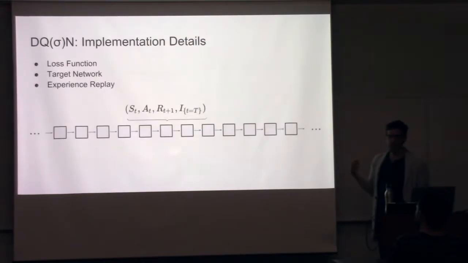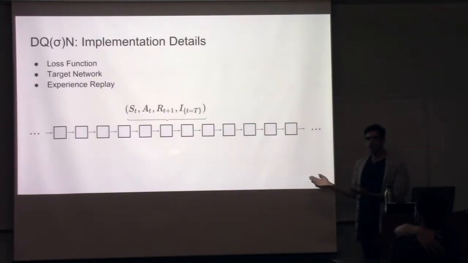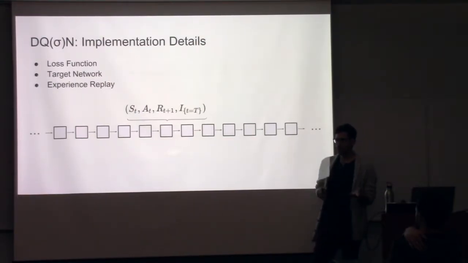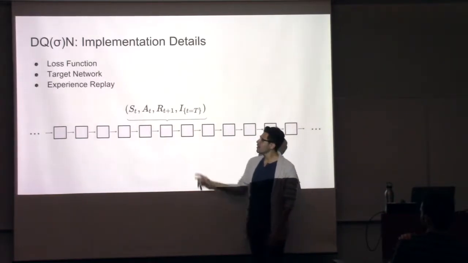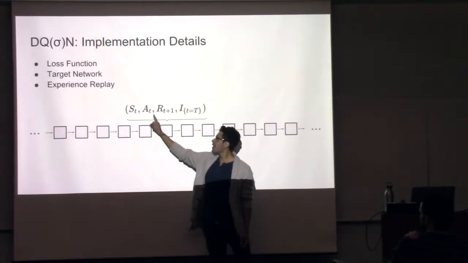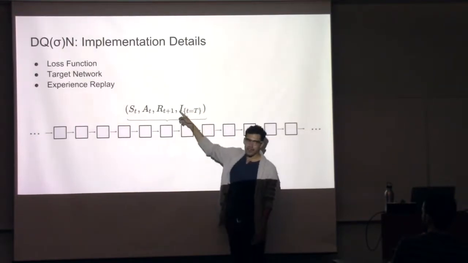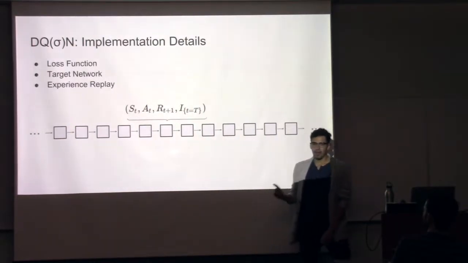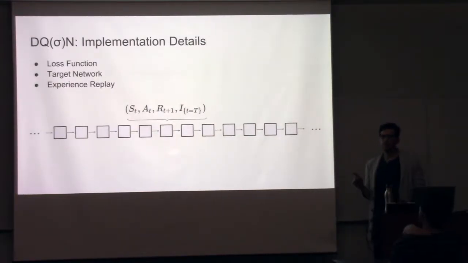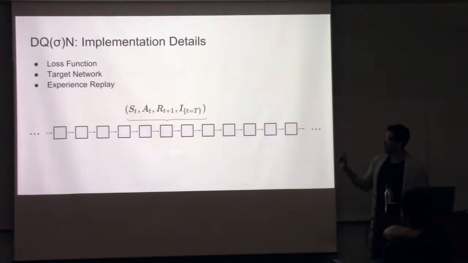Another algorithmic detail that we need to pay attention to is the experience replay buffer. So the DQN agent doesn't learn directly from observations of the environment. Instead, it stores those observations into a buffer. These observations consist of a state, an action, a reward, and an indicator variable that tells us whether that's a terminal state or not.